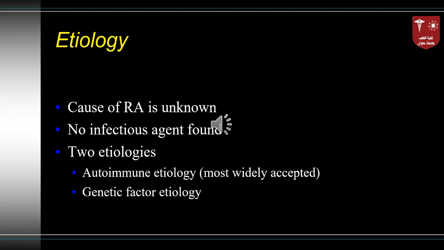By autoimmune I mean that the body recognizes its own self-antigen as a foreign antigen and starts to destroy it. And the genetic factor explains the genetic predisposition of some persons to rheumatic disease, and some environmental factors evoke the genetic factor and make it cause the disease. But up till now, the clear etiologic factor for rheumatoid arthritis is still unclear.